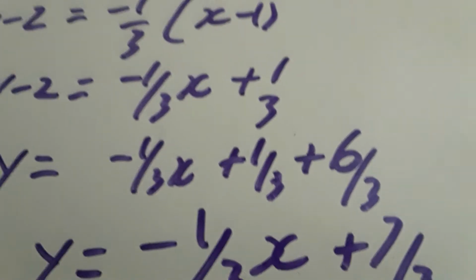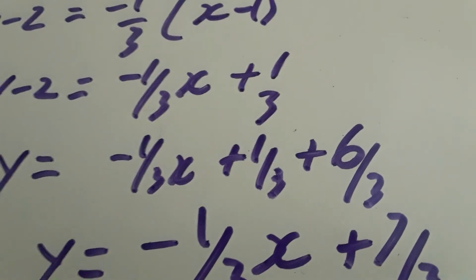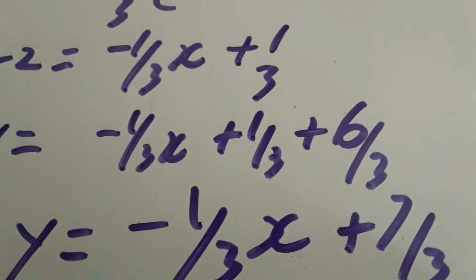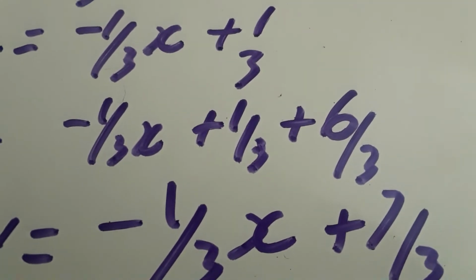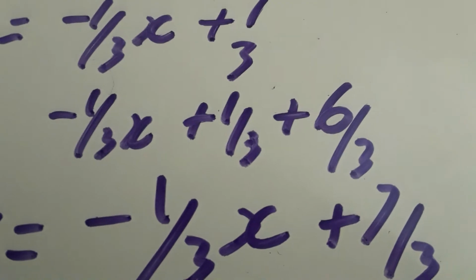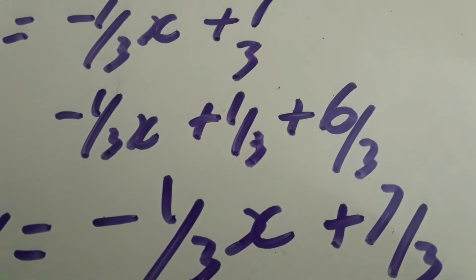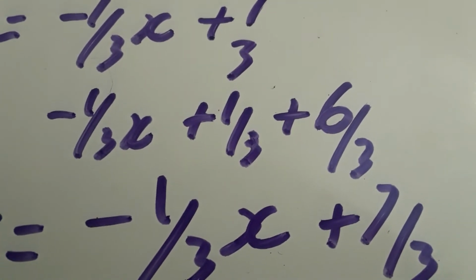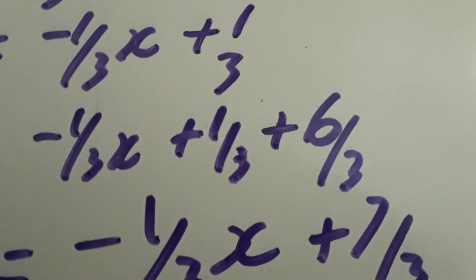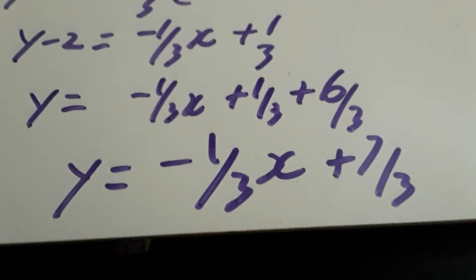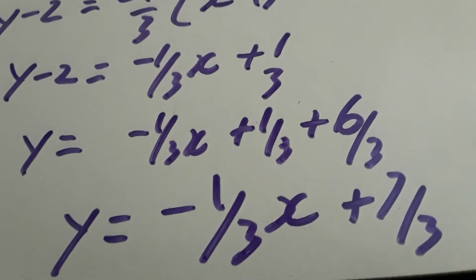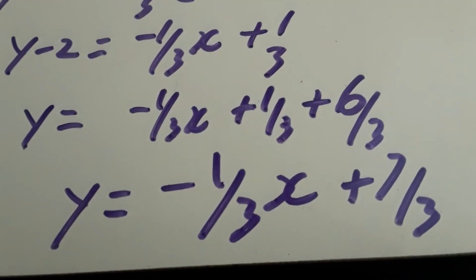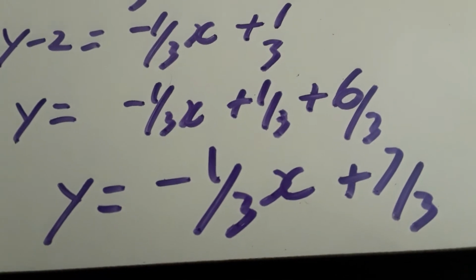Now, what you can do is you can go ahead and open up your answer section. I'm going to do that just right now. Let's see here. Chapter 7 answers. And hopefully y equals negative 1/3 x plus 7 thirds is the answer to problem 4D in 7.3.